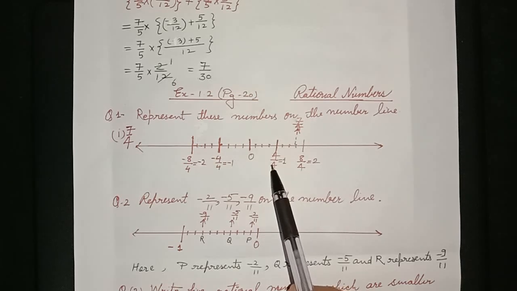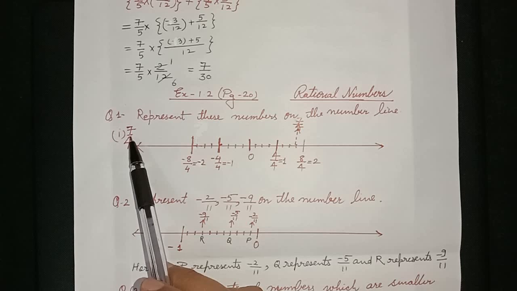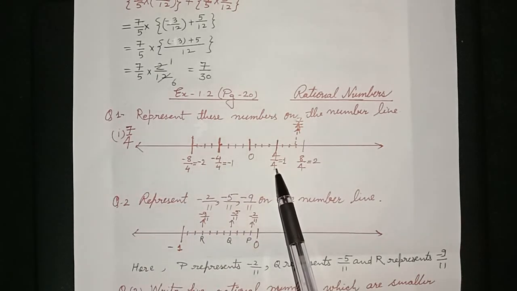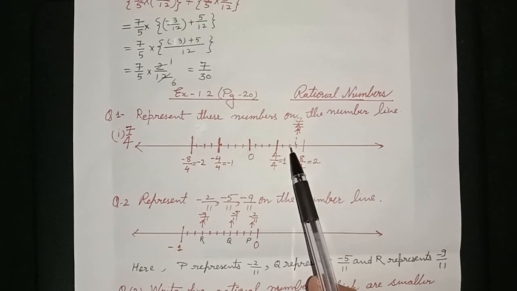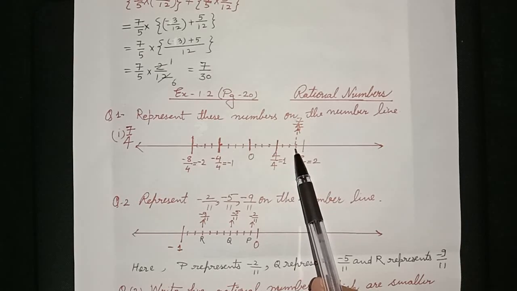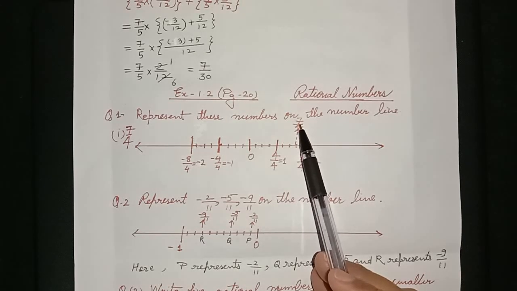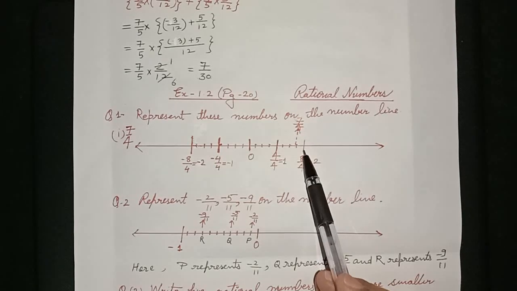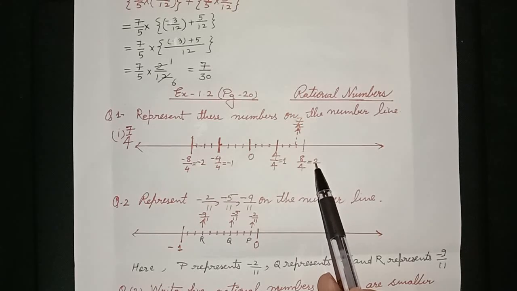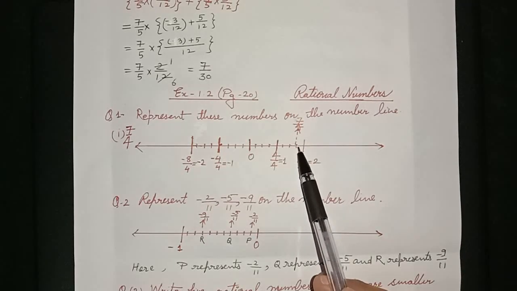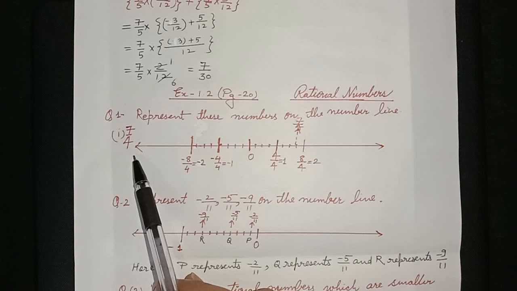But we want to show 7 upon 4, and this is 4 by 4. So after 4 by 4, we can show 5 upon 4, 6 upon 4, 7 upon 4. Now we are getting 7 upon 4, and after 7 upon 4, 8 upon 4 comes, which is equal to 2. And this 7 upon 4 we have represented according to the demand of the question.